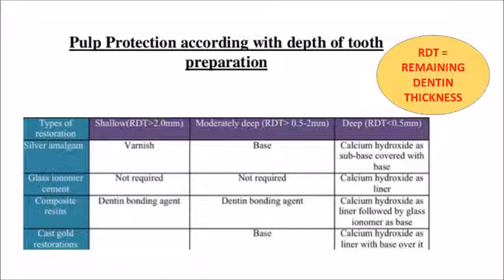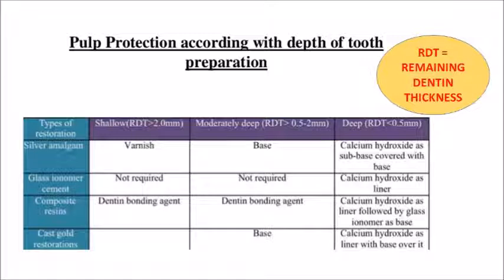Now for the deeper restorations, which is very important, for silver amalgam placement in a deeper cavity, you should have calcium hydroxide as sub base, covered with a base. That means sub base plus base. In cases of glass ionomer cement, you can have calcium hydroxide as liner. Please note that calcium hydroxide as liner in cases of GIC restorations. Whenever you are having composite restorations, you have to have calcium hydroxide as a liner followed by glass ionomer as a base. So liner plus base is given for composite resins.